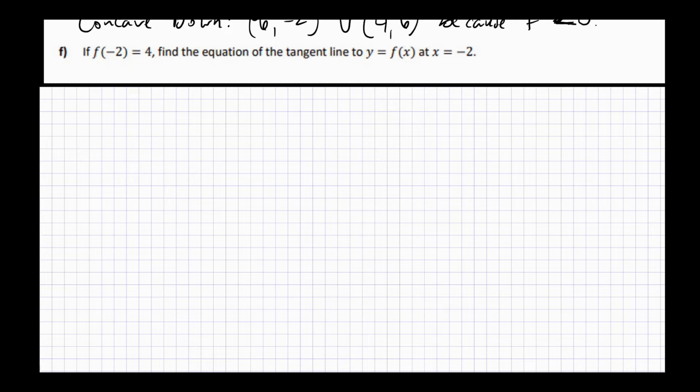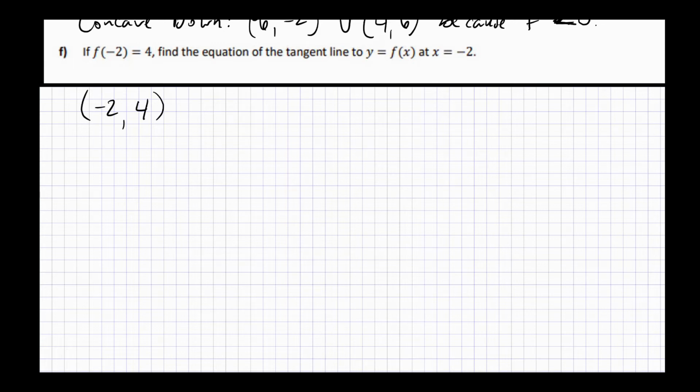What does that mean? F of -2 equals 4. What is the -2? What is the 4? Which one's x and which one's y? Is 4 x, 4 y? Perfect. That's a point. Got a point. Okay. Find the equation of the tangent line.